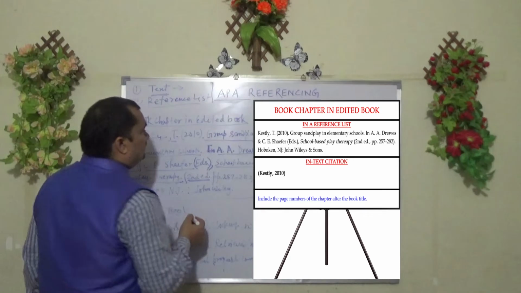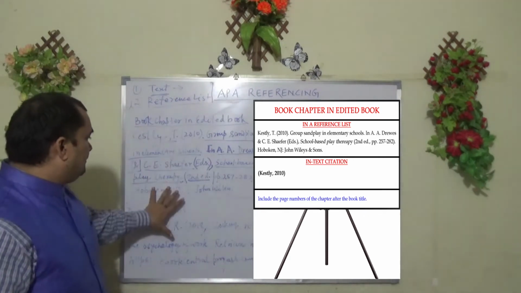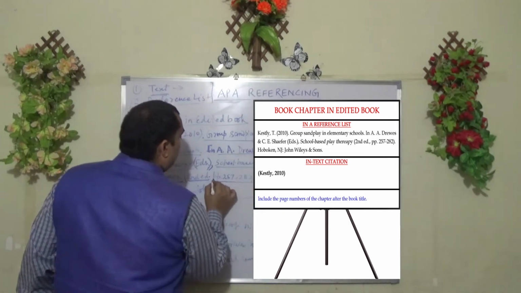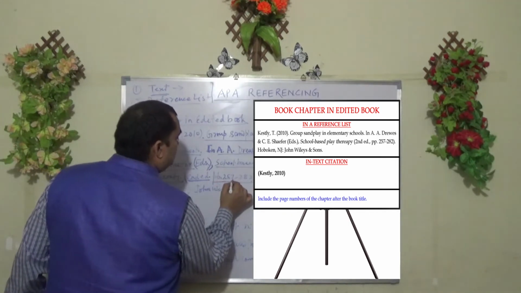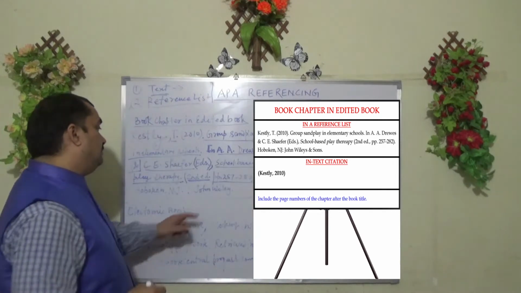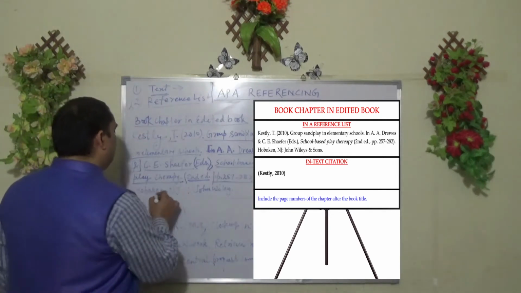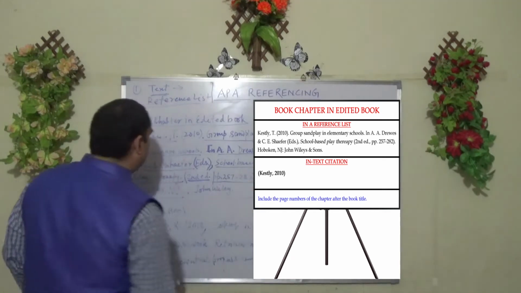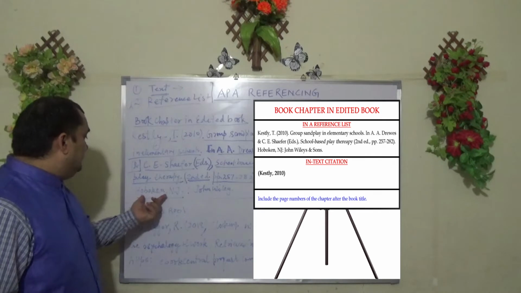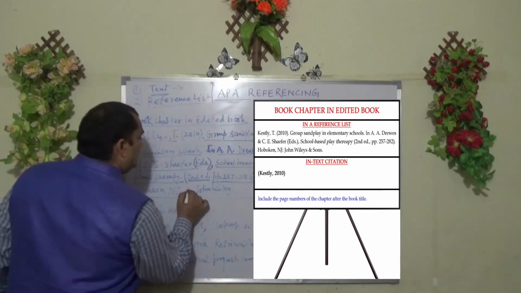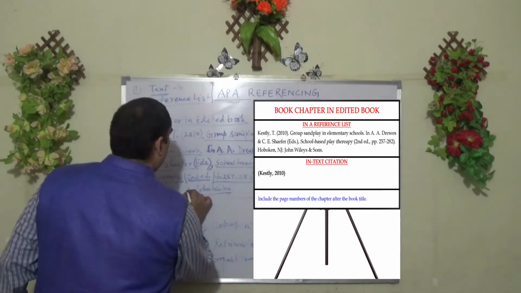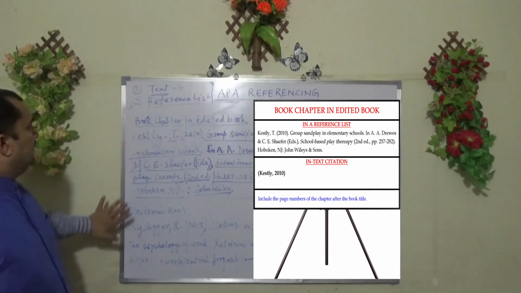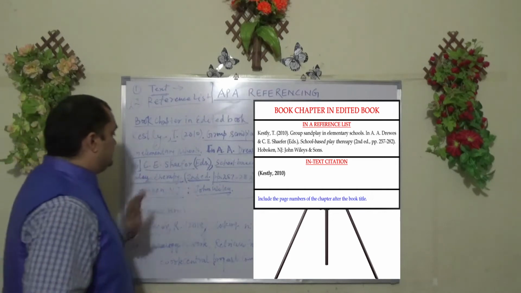So suppose the information for our writing or research proposal we have taken from this chapter of this book. So we write the page numbers, pp dot, from this page number to this page number. After this we close the bracket and dot, and it was published in Hoboken, New Jersey, by John Wiley. So we separate it by colon, and at last we put dot. So this we give in the reference list.